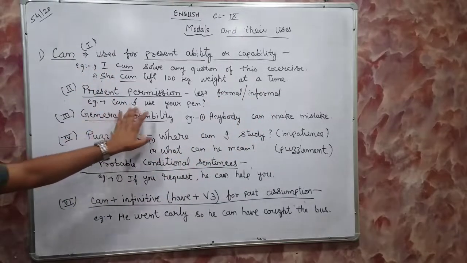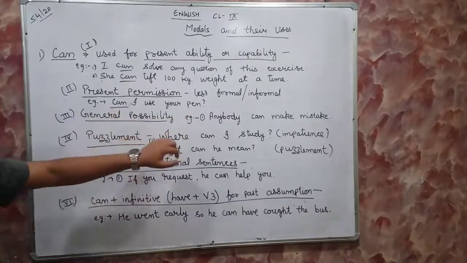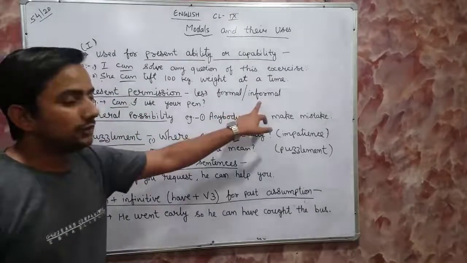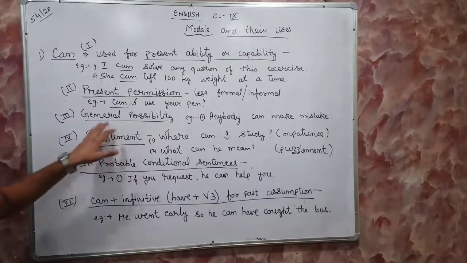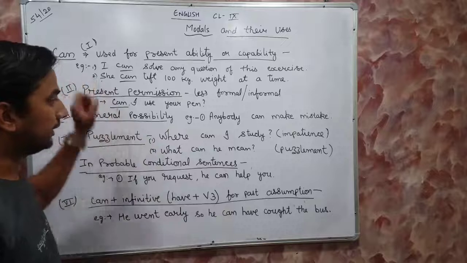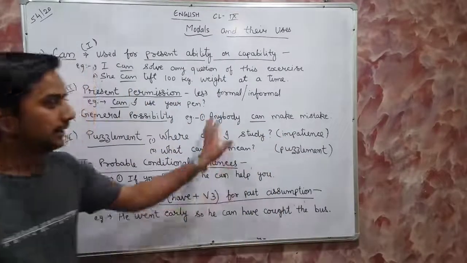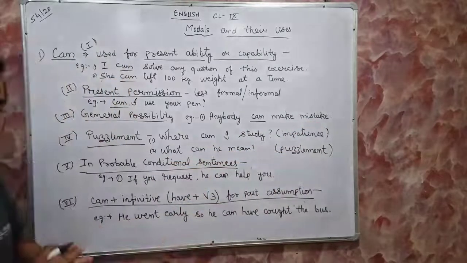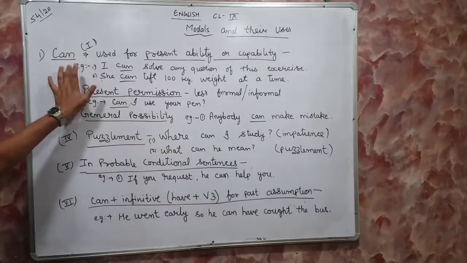For example, can I use your pen? Again here the modal is can. Can I use your pen? So you are taking permission, but it is in present tense and it is informal also. Third condition, we can use can as general possibility. For example, anybody can make a mistake. Committing a mistake is a general possibility. So for general possibility also we can use the modal can.